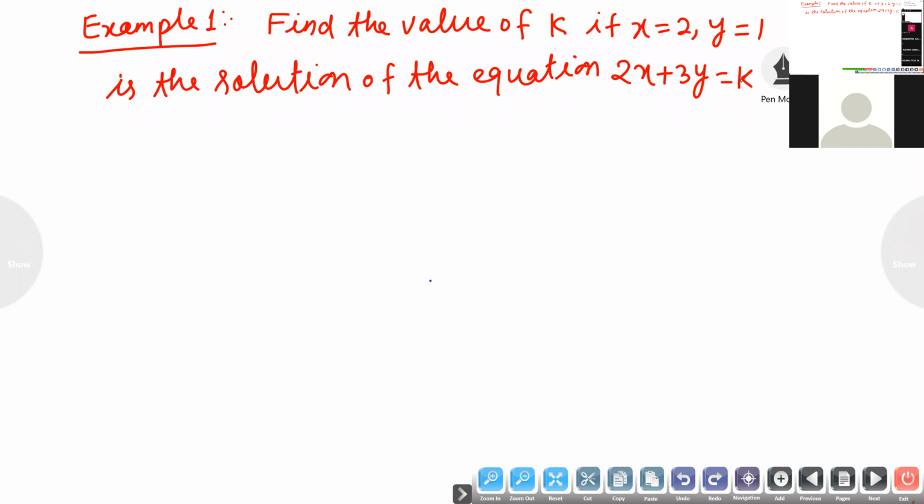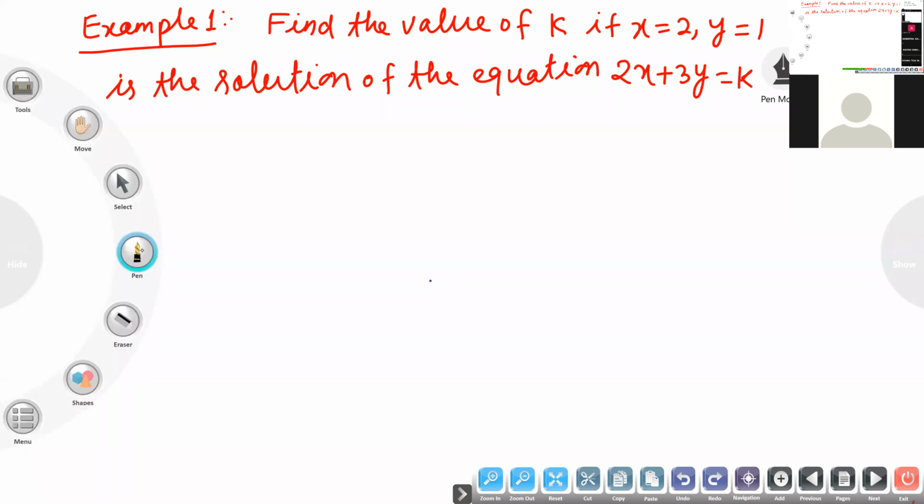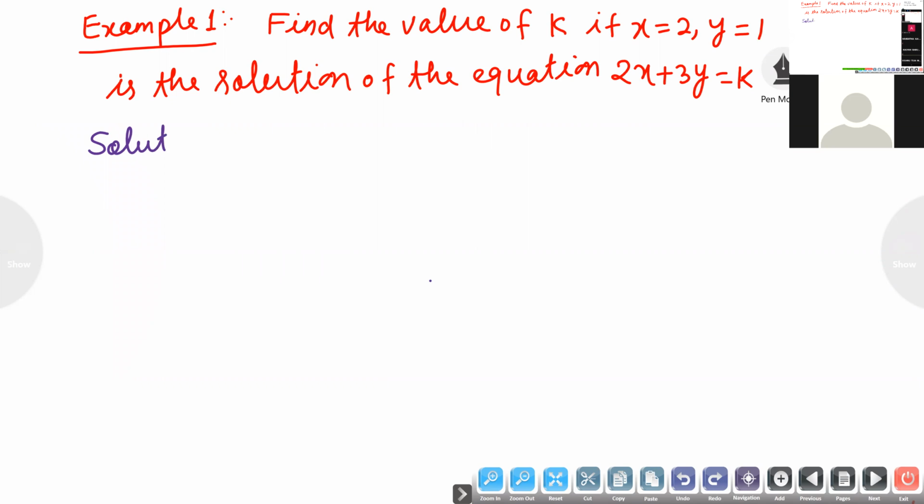Like this question, students, we have learned in the previous chapter. He has given the equation 2x plus 3y is equal to k, and the values of x and y already. The value of x is 2. The value of y is 1. Here we need not assume any values. The values are already given. I only want to find the value of k.